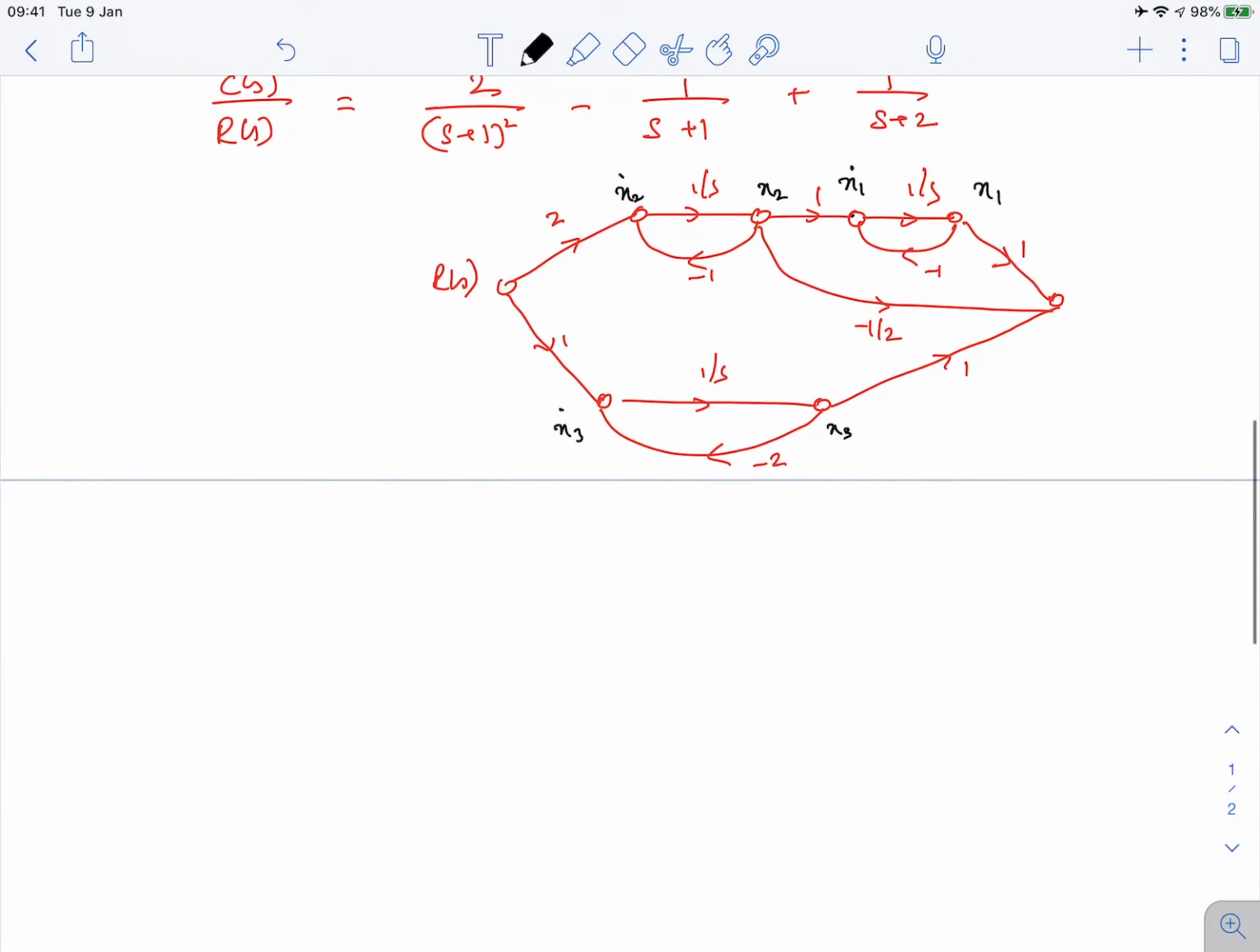Now, removing the branches with the integrators as one of the procedure steps, this branch will go, this branch will go, this branch will go, and we don't have initial conditions here, so those won't appear.